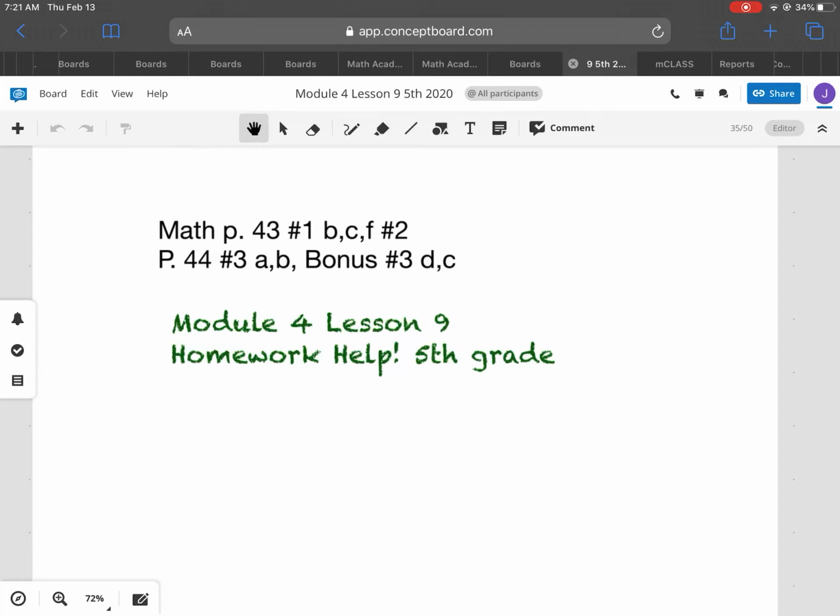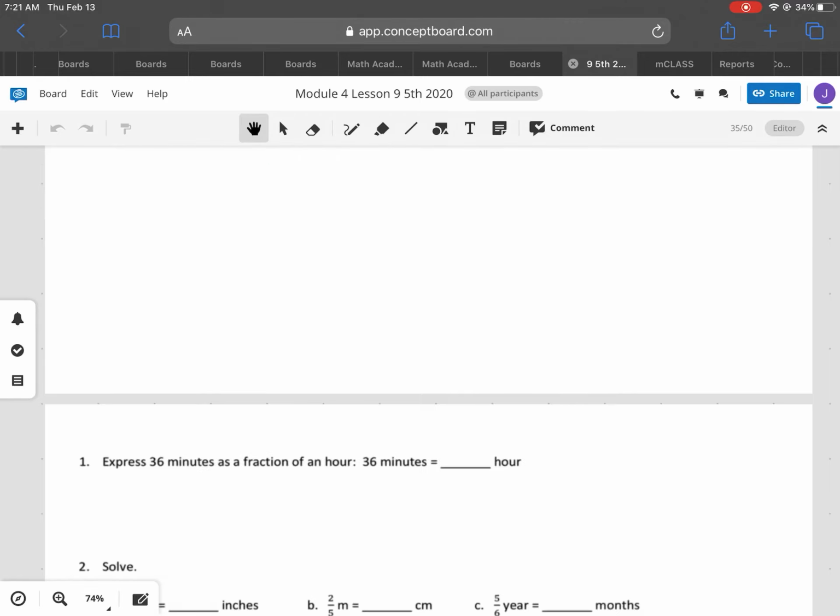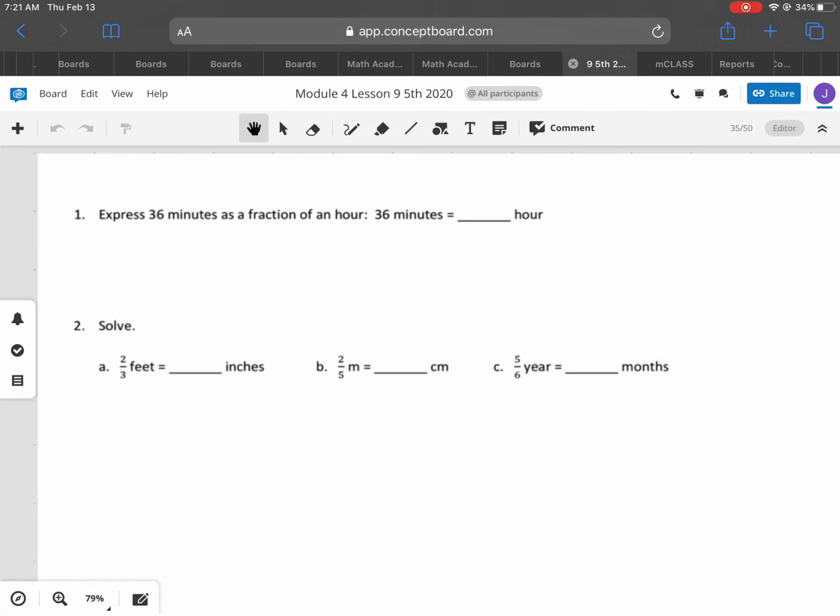All right, this is Module 4, Lesson 9, Homework Help, 5th grade. There's the homework that I have given, and here's some work. I'm going to go ahead and start with number 2 and then come back to number 1.